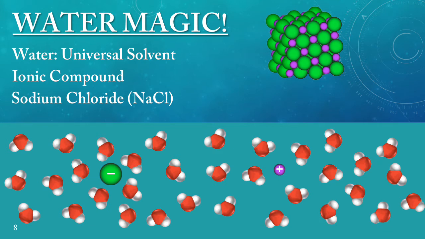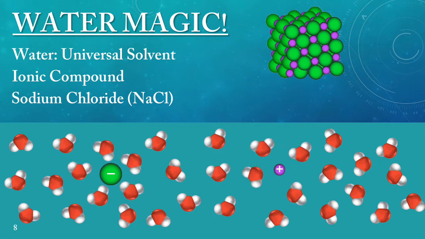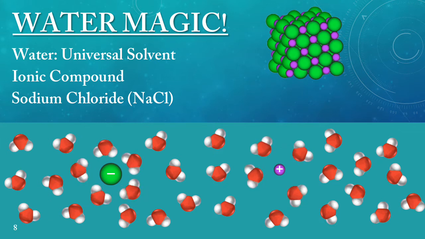Not only that, but the water molecules will orient themselves to kind of guard against the sodium and the chlorine. If we look at this, we can see that the sodium is surrounded by the oxygens and the chlorines are surrounded by the hydrogen side.